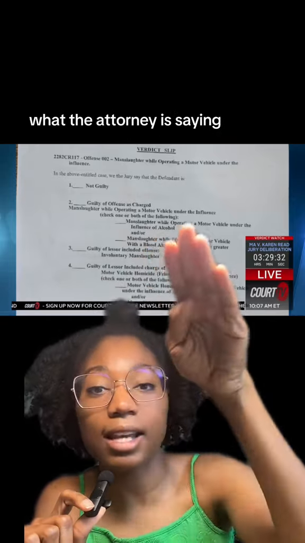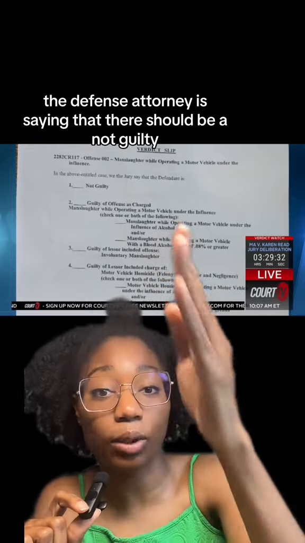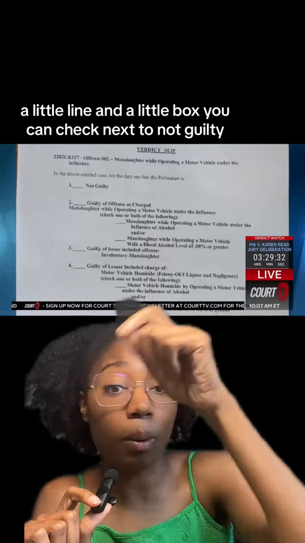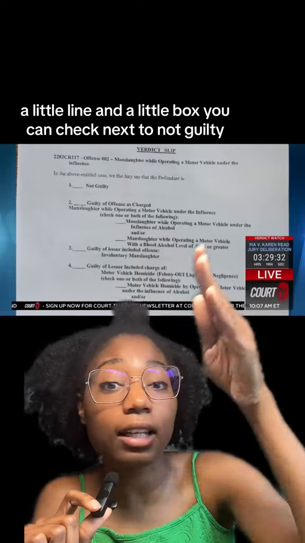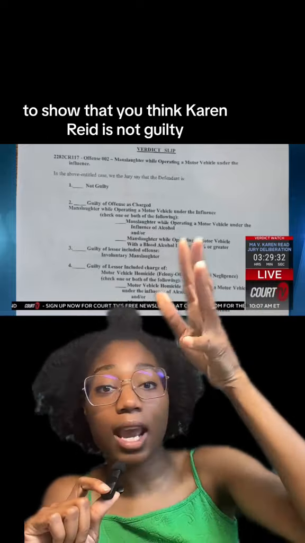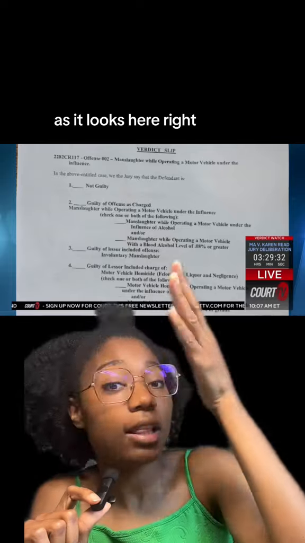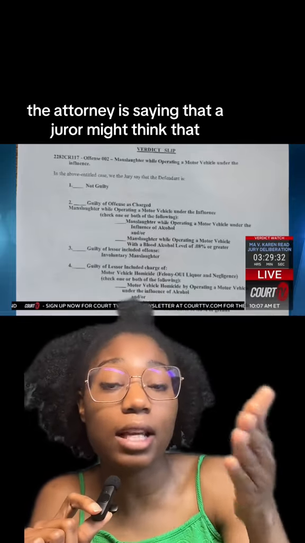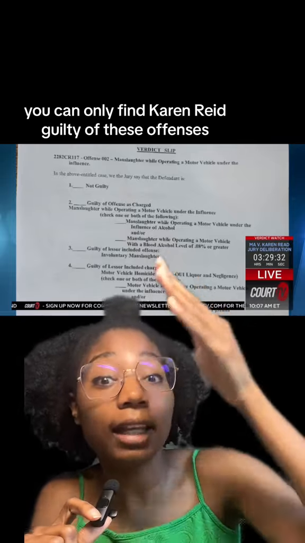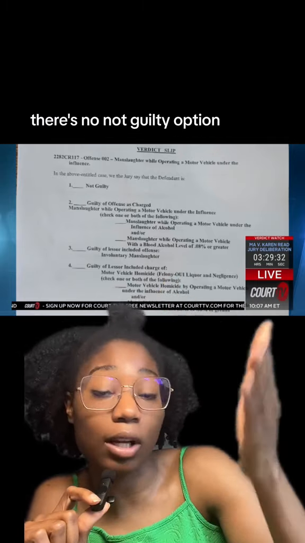What the defense attorney is saying is that there should be a not guilty line and a little box you can check next to not guilty to show that you think Karen Reed is not guilty of those lesser included offenses. As it looks here, the attorney is saying that a juror might think that you can only find Karen Reed guilty of these offenses. There's no not guilty option.